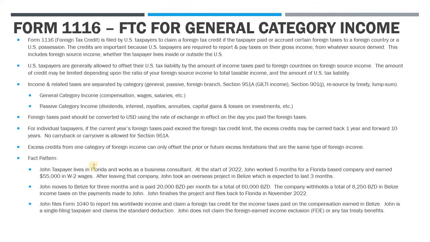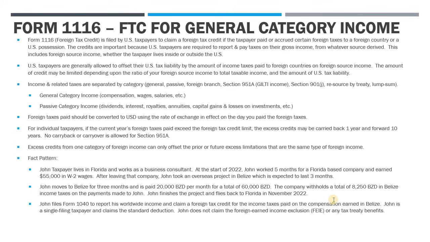All right. Now, let's have a look at the fact pattern itself. So John, the taxpayer here, is living in Florida, and he works as a business consultant. He worked there for 5 months, and he was paid $55,000 in W-2 wages. So at the end of the year, he gets a W-2 for those amounts, right? Now, after he leaves this job, he takes a project overseas working for a Belize company, and it's a 3-month project, and he's going to be paid 20,000 Belize dollars per month. So a total of 60,000.